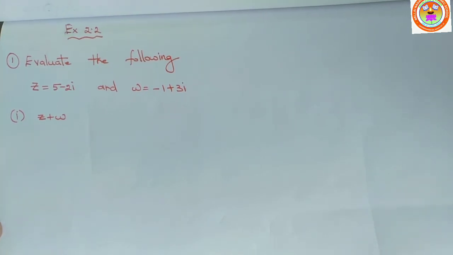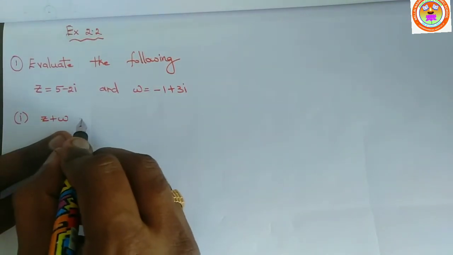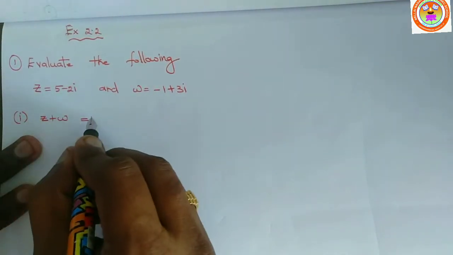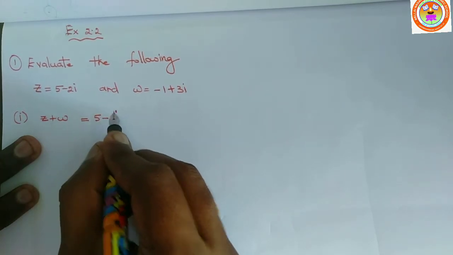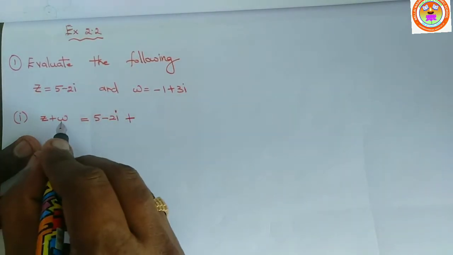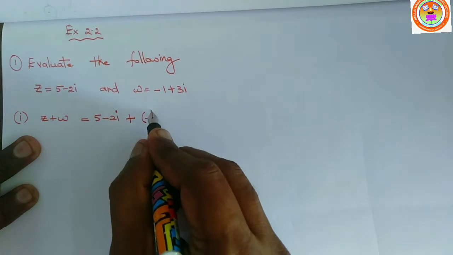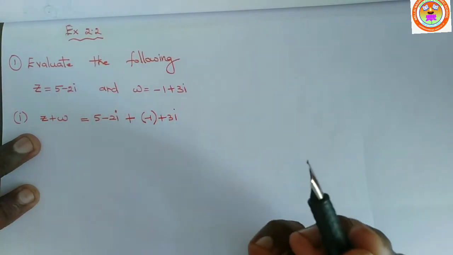Exercise 2.2. Evaluate the following. If z is equal to 5 minus 2i and w is equal to minus 1 plus 3i. The first subdivision is to find z plus w. Z is 5 minus 2i, plus w, which is minus 1 plus 3i.